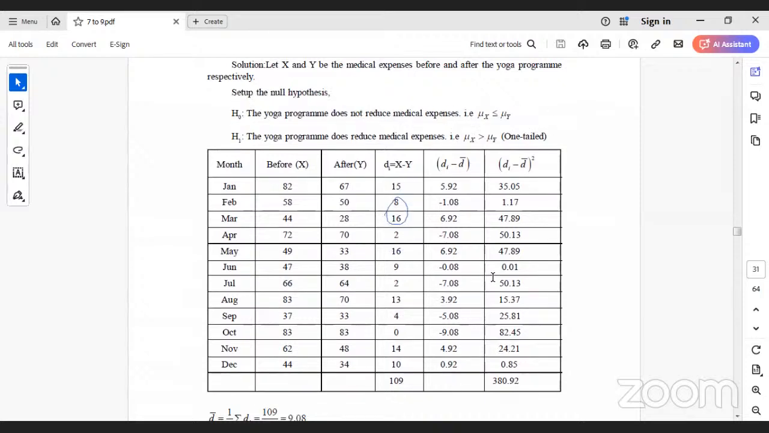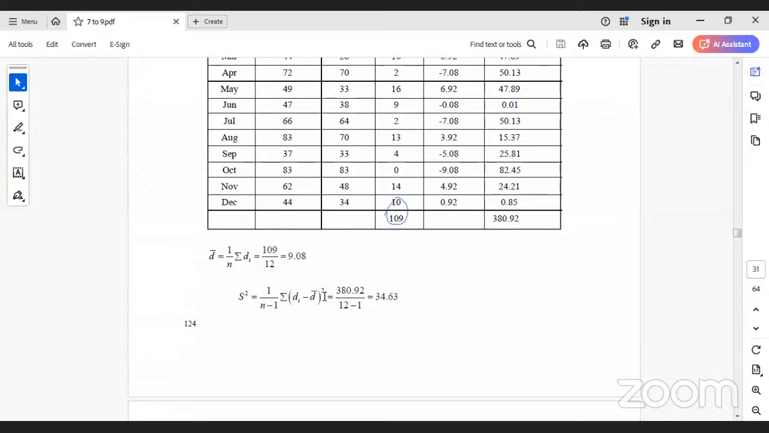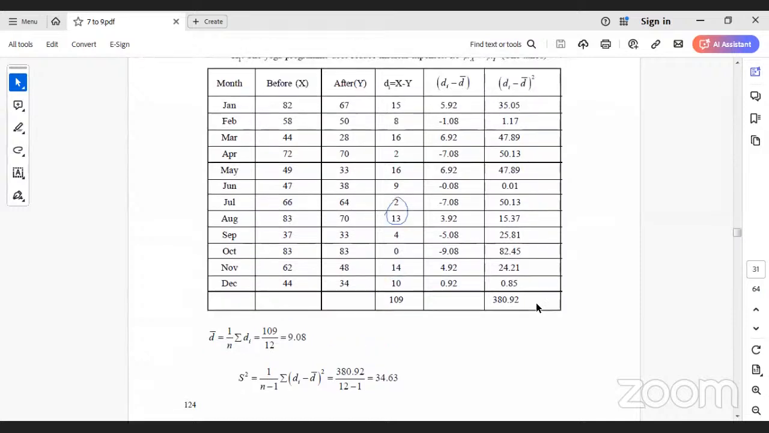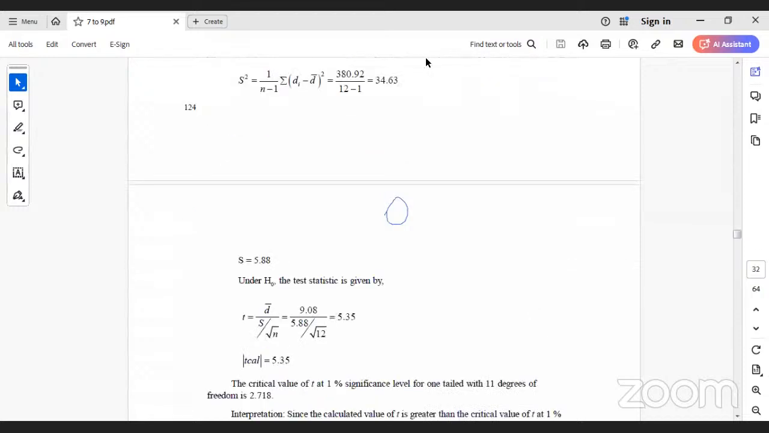So the square is 5.92 into 5.92, that is 35.0464, approximately 35.05, and likewise 1.08 into 1.02. All these values total 380.92. This is s square. s square is equal to 1 by n minus 1 summation of (di minus d bar) whole square. 380.92 by n minus 1, where n is the total of 12 values from January to December. So s square is 34.63.